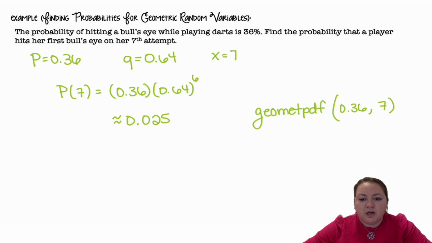If we were doing this in a calculator, we would do a geometric PDF, and we would get 0.025. P is 0.36, X is 7.